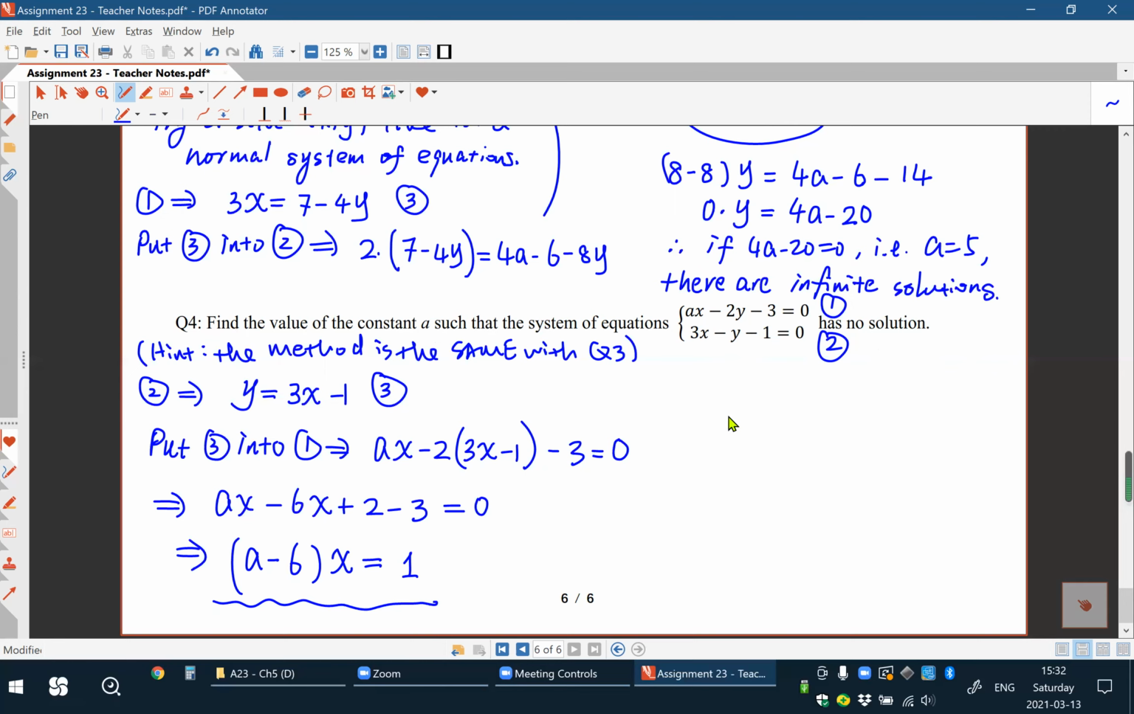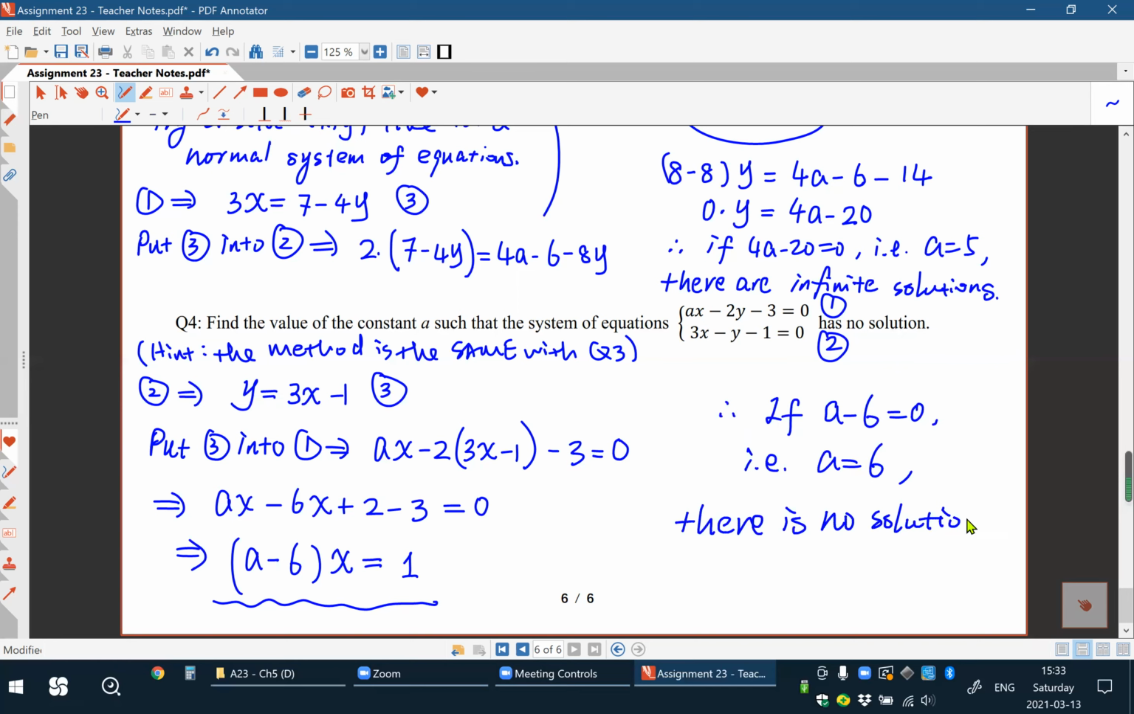So if a is 6, the left-hand side is 0 times x, which equals 1, right? So no matter what value x is, there is no solution. Do you understand? Because any number times 0 is 0, it cannot be 1. So if a minus 6 is 0, that means in that case there is no solution. Okay, so if a minus 6 is 0, which means a is 6, there is no solution.